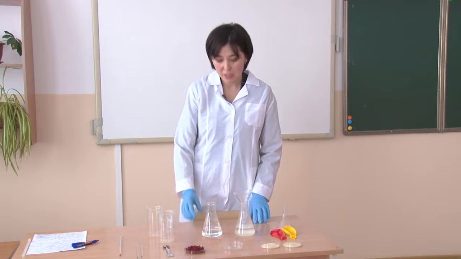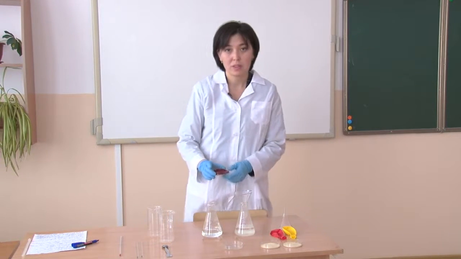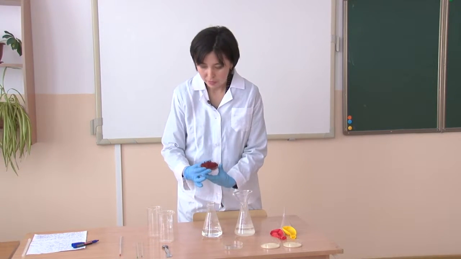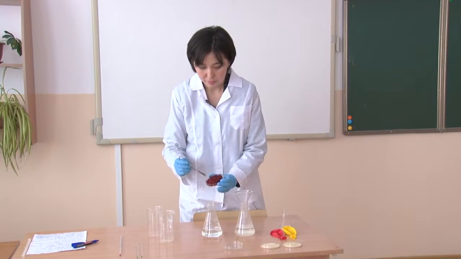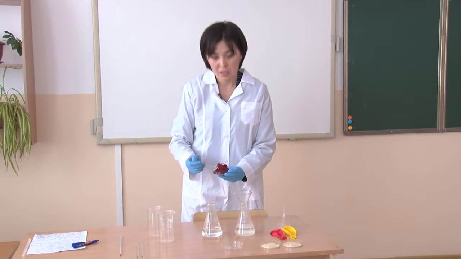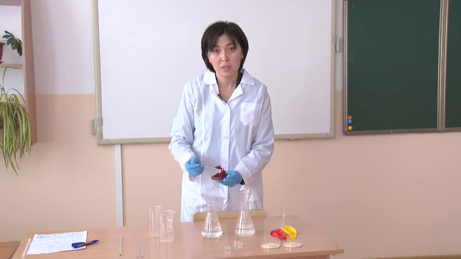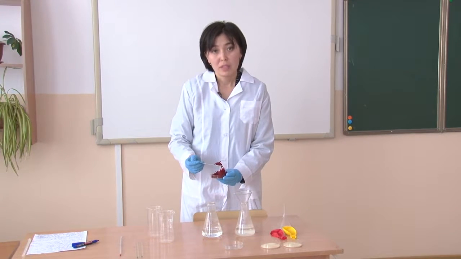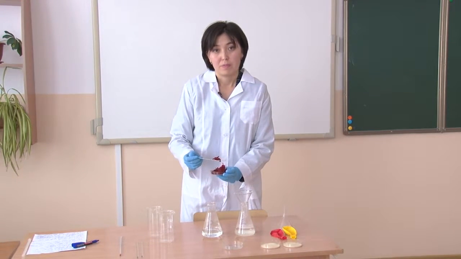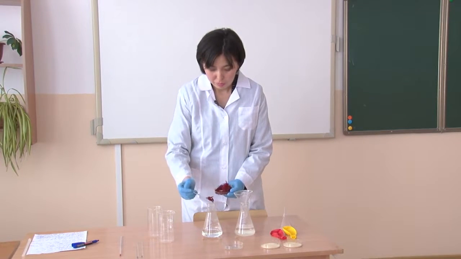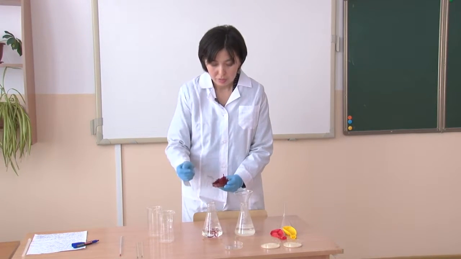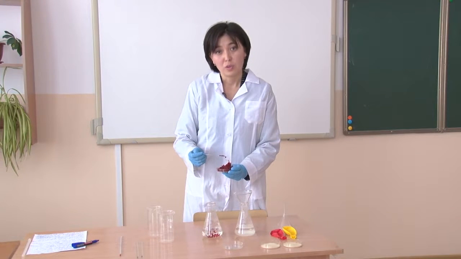At the second flask, I add finely chopped beets. I think, dear guys, you know that table sugar is made from the beets. Now, let's see the video.